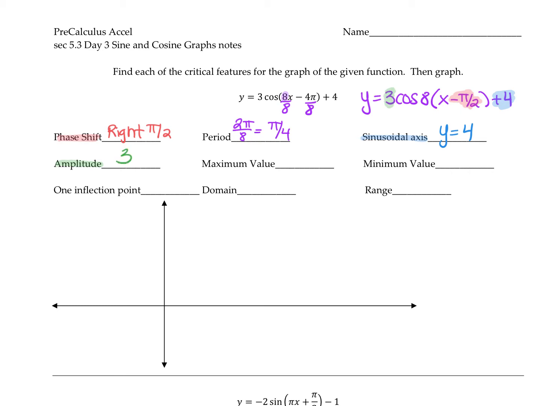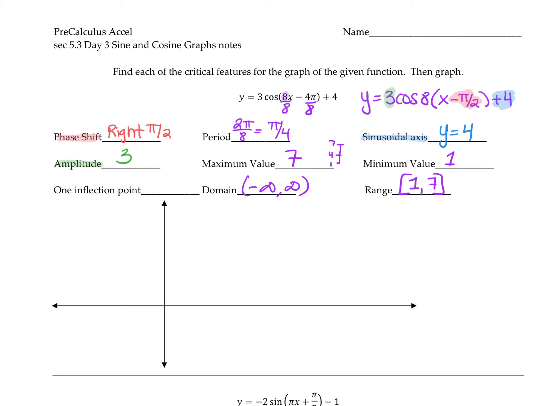My maximum value is going to be based on the sinusoidal axis as well as the amplitude. So if my sinusoidal axis is here at 4, that's my middle. That means my maximum will be 3 up from there at 7, and my minimum will be 3 down from there at 1. So these two will also contribute to my range, so I know my range would be 1 to 7. And my domain for all sine and cosine functions is going to be negative infinity to infinity because it's going to continue on in both directions.